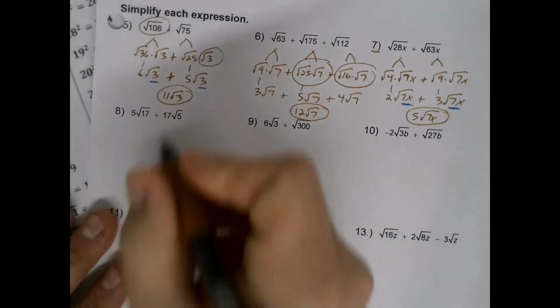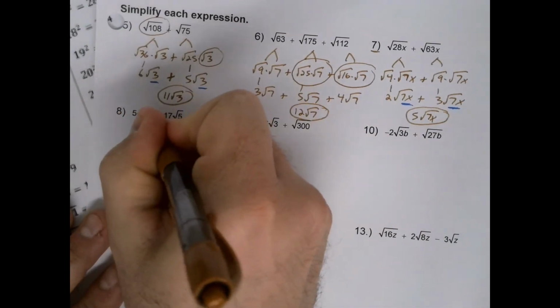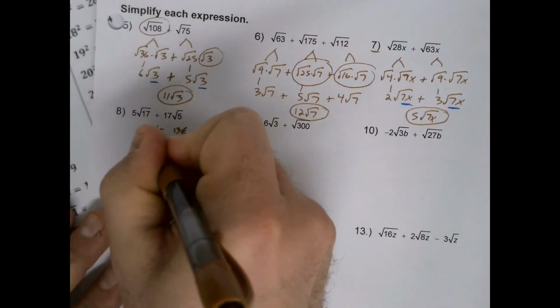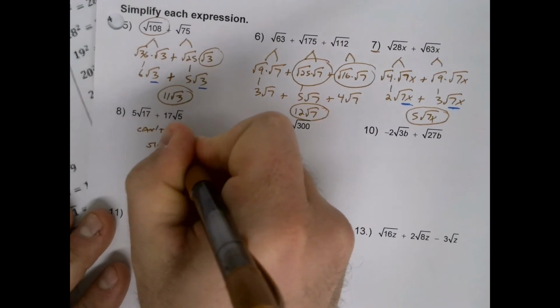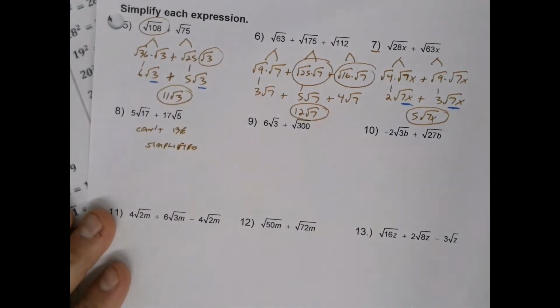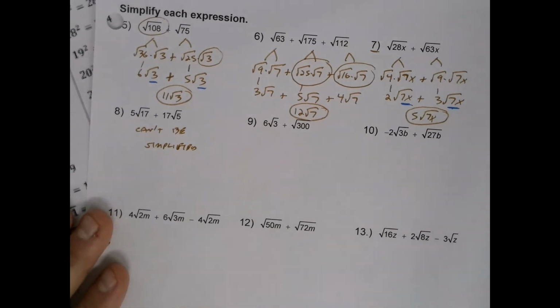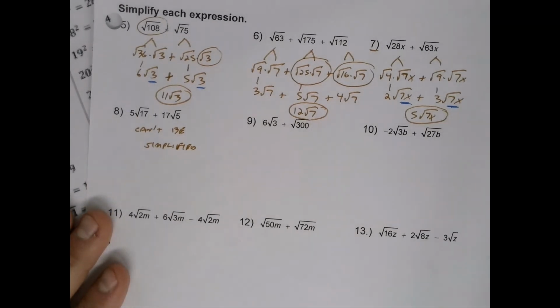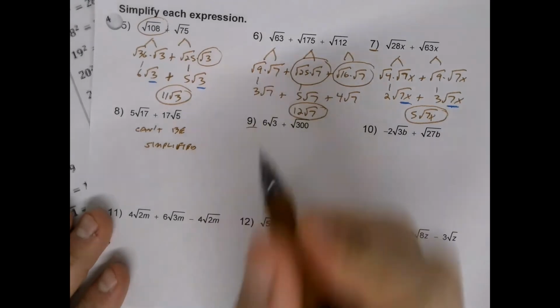Or in this case, you'd say, can't be simplified. Because I'd have no perfect squares that come out of either of those radicals. Okay? What about this one?